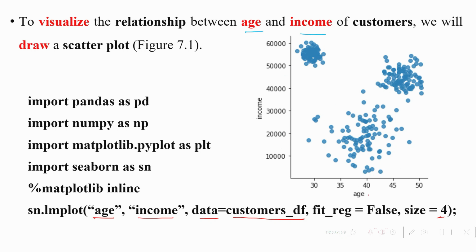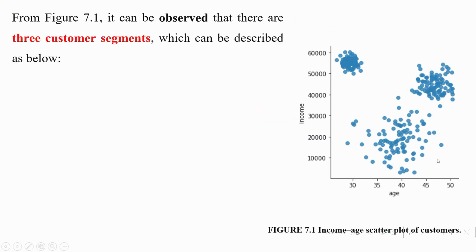So that is age on the x-axis and income on the y-axis. The income ranges from 0 to 60,000, and age starts from 0 to 50 or 60 as the index values. So this is the distribution of our data set.